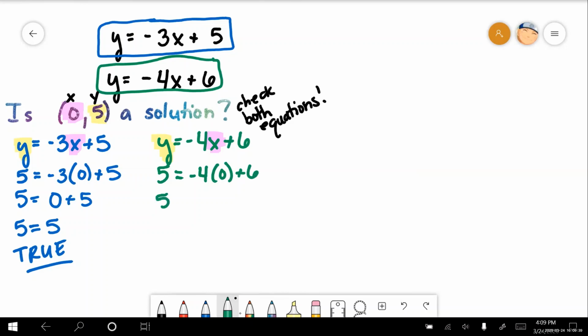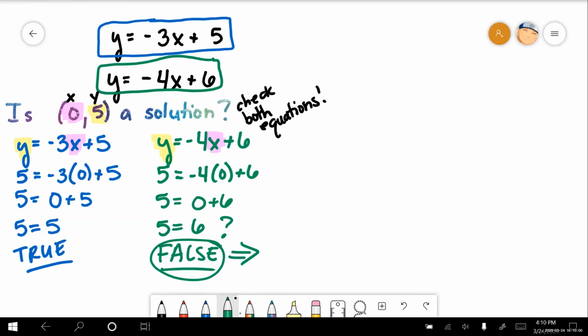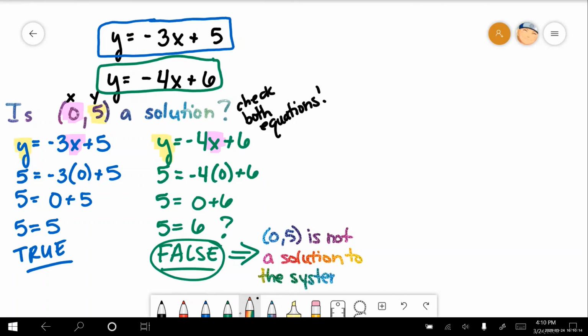And then I get 5 equals 0 plus 6. 0 plus 6 is 6. And then I end up with 5 equals 6, which makes no sense. So I know this is false. And since I have one false, that means 0, 5 is not a solution to the system. Okay, because one of those was false.